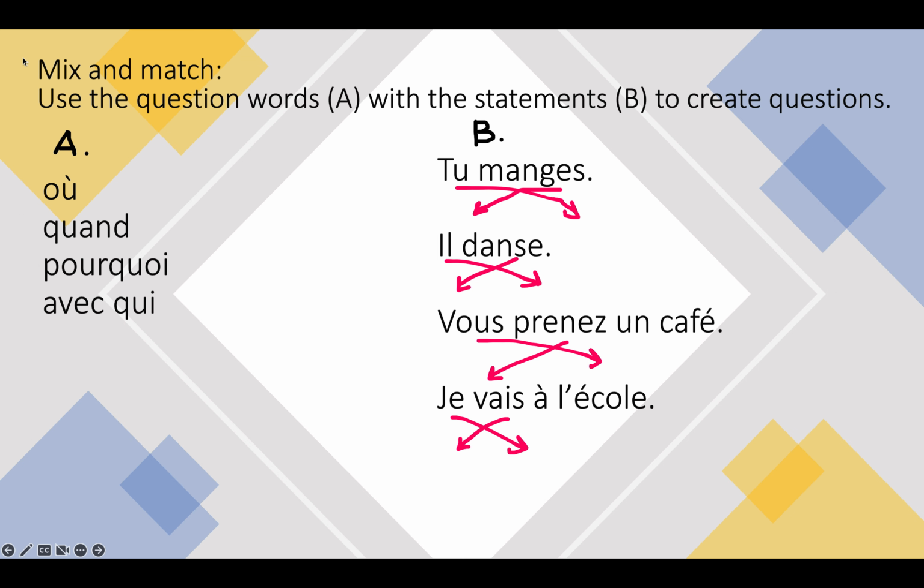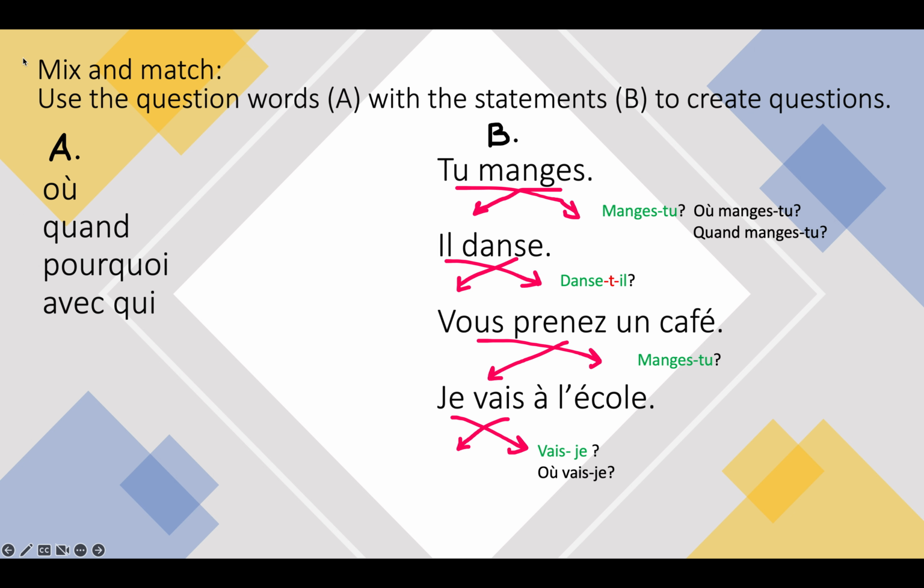Okay, so we use inversion. And inversion gives us manges-tu, danse-t-il, prenez-vous un café, and vais-je. And then if you combine them with question words, we have things like où manges-tu, quand manges-tu. How would you say, why is he dancing, or why does he dance? Pourquoi danse-t-il?